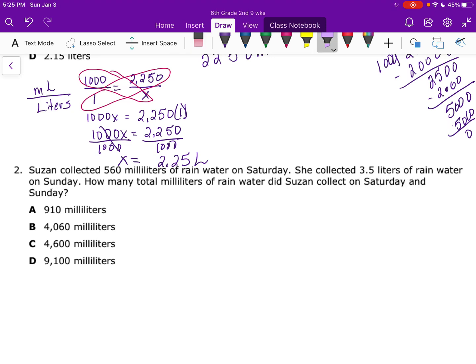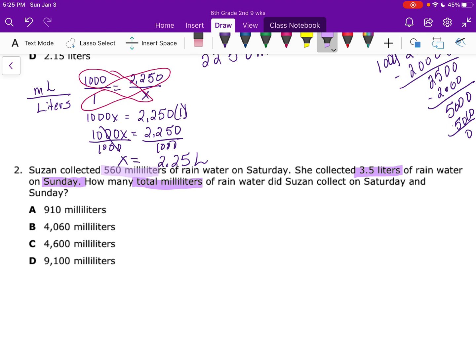Okay, so what are some things that you noticed? Well, hopefully you noticed that it says how many total milliliters of rain. So we know when we're finding a total, we're either going to add or we're going to multiply, depending on what they give us, right? If something repeats the same over and over again, that's multiply. But if it doesn't repeat, then it's add. So she's got 3.5 liters on Sunday.